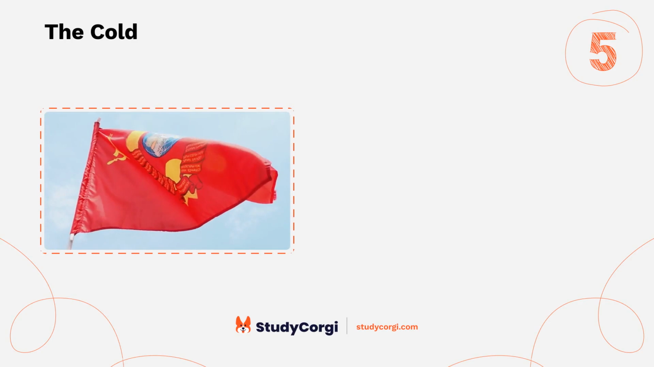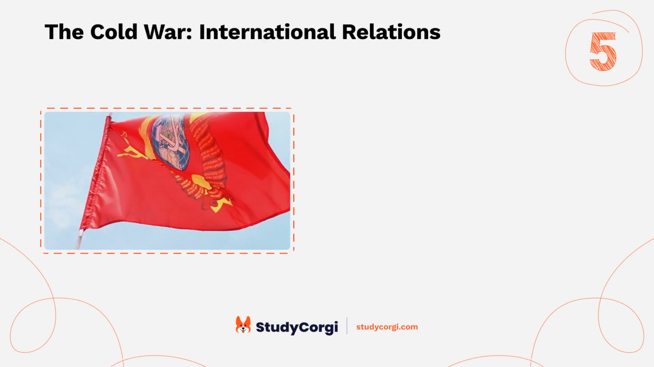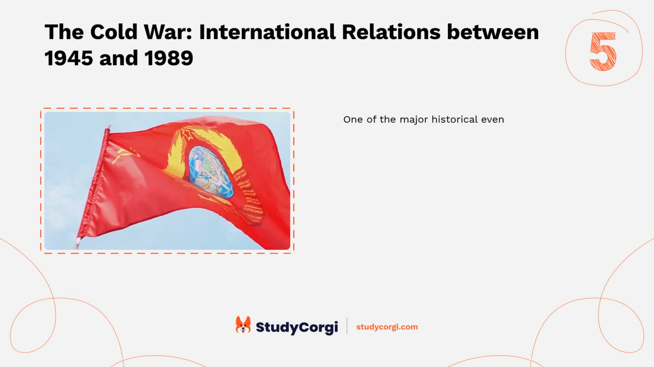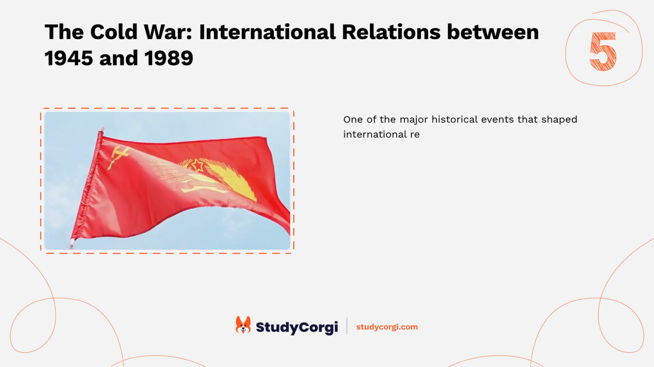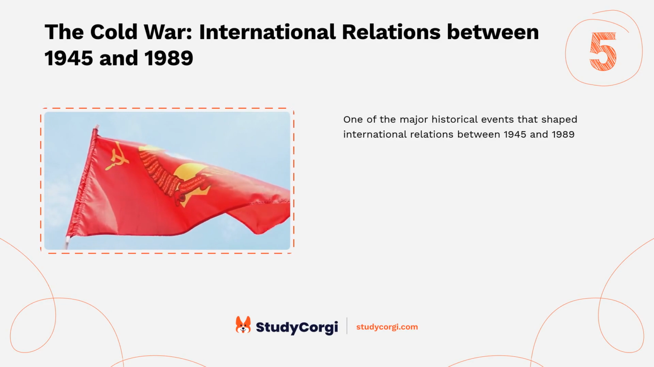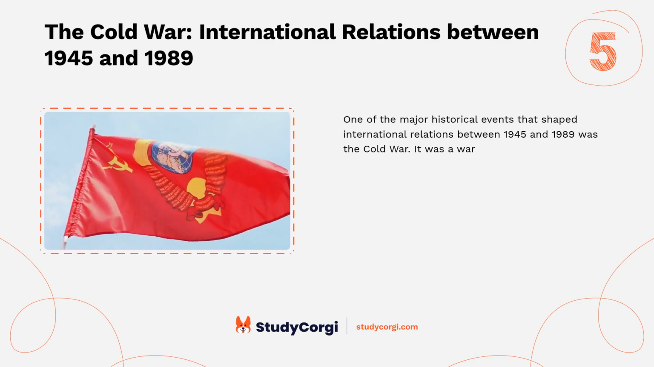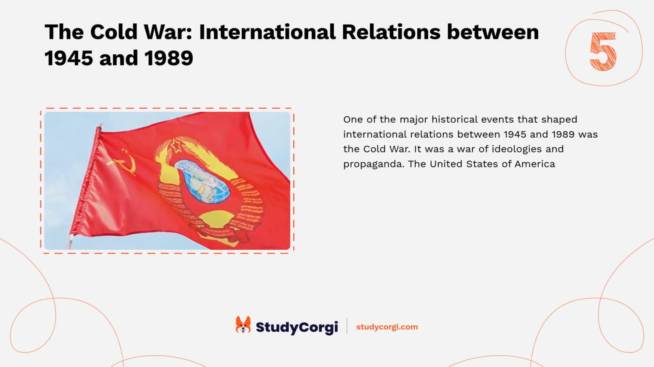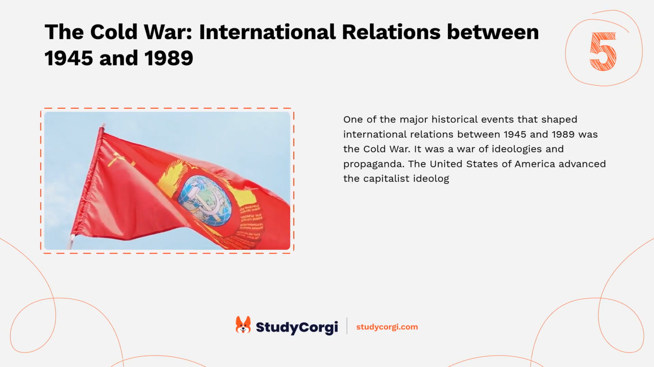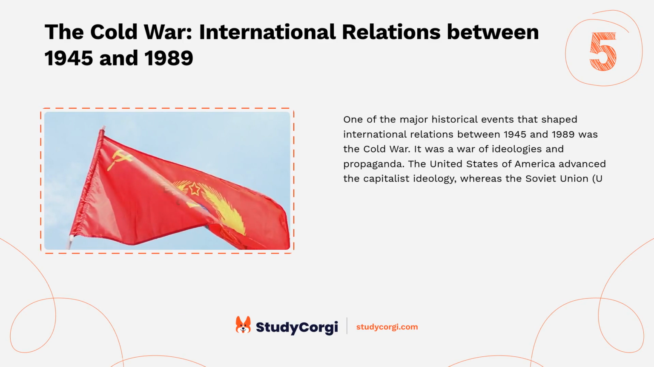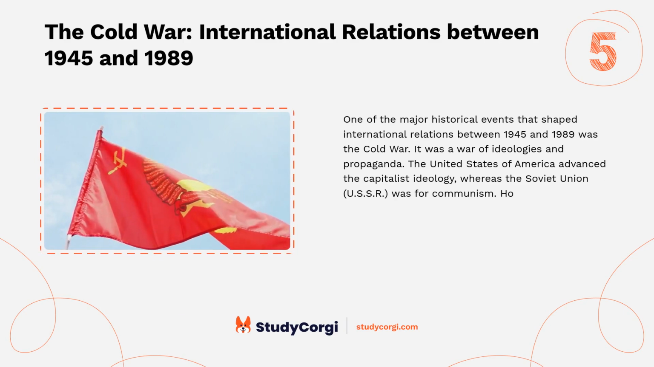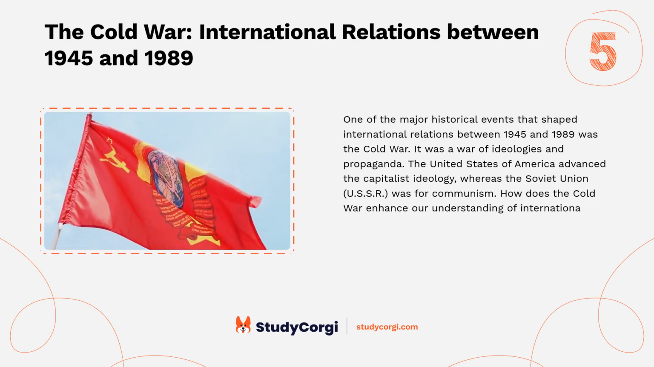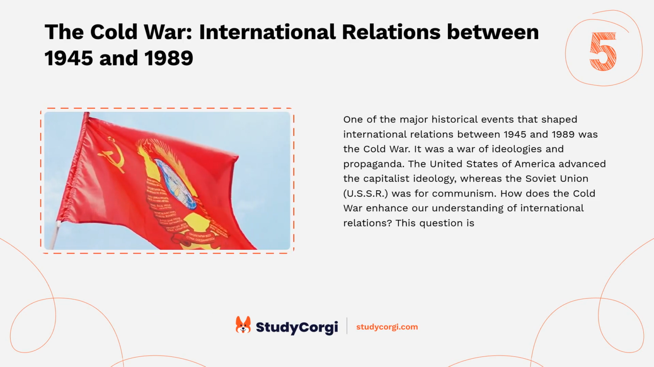The Cold War, international relations between 1945 and 1989. One of the major historical events that shaped international relations between 1945 and 1989 was the Cold War. It was a war of ideologies and propaganda. The United States of America advanced the capitalist ideology, whereas the Soviet Union, USSR, was for communism. How does the Cold War enhance our understanding of international relations? This question is worth focusing on.